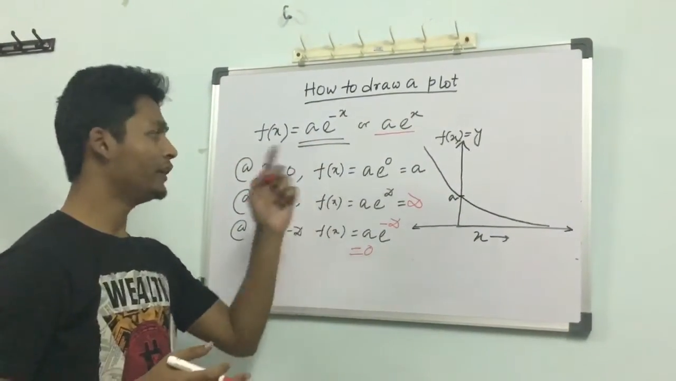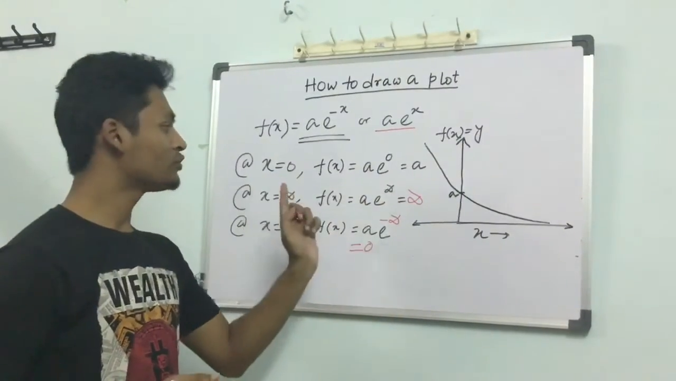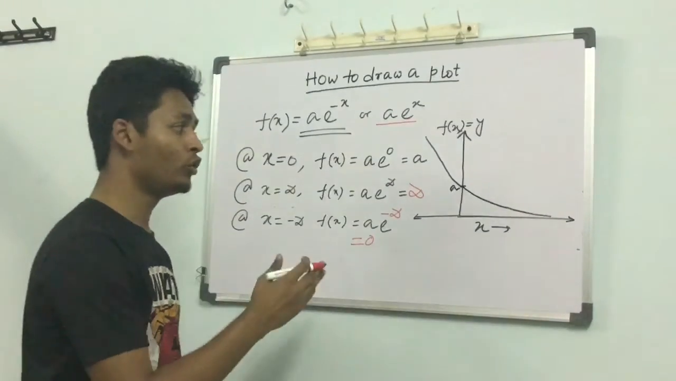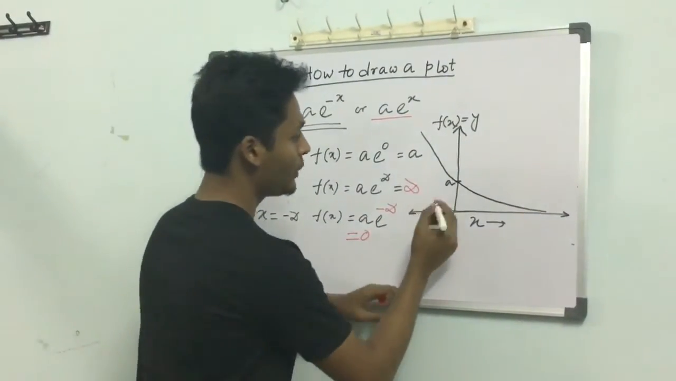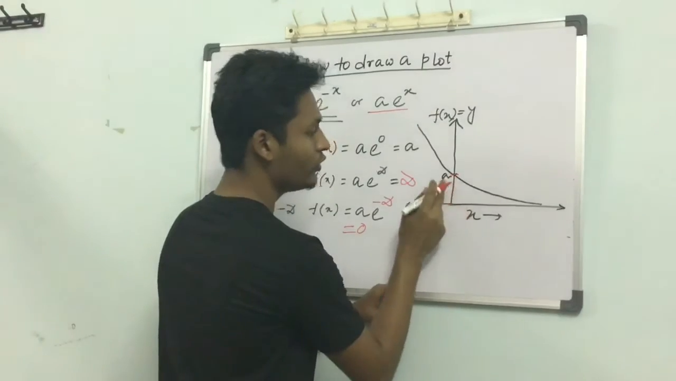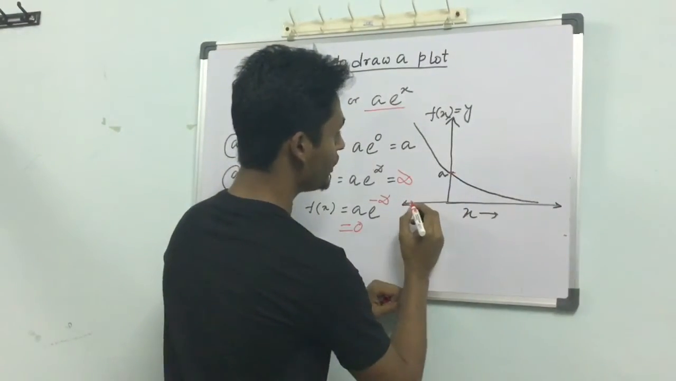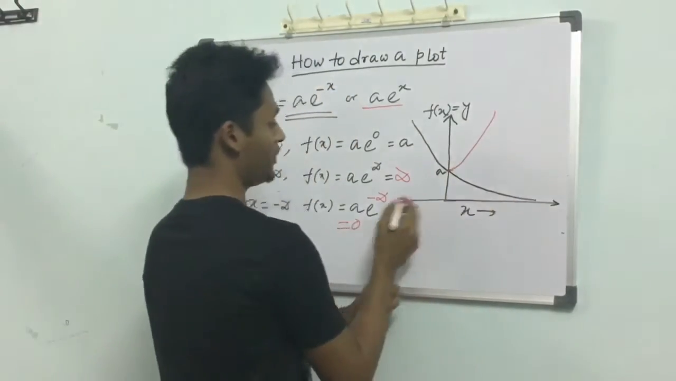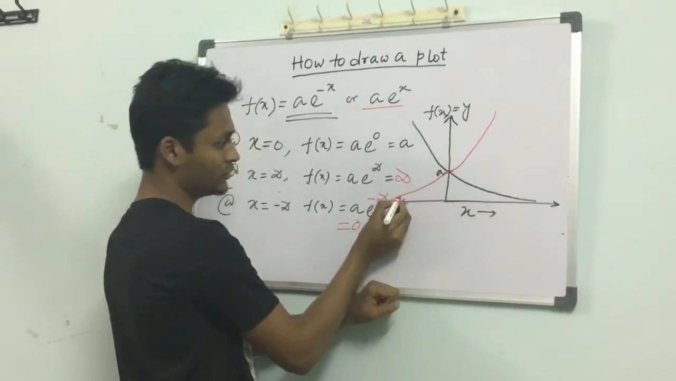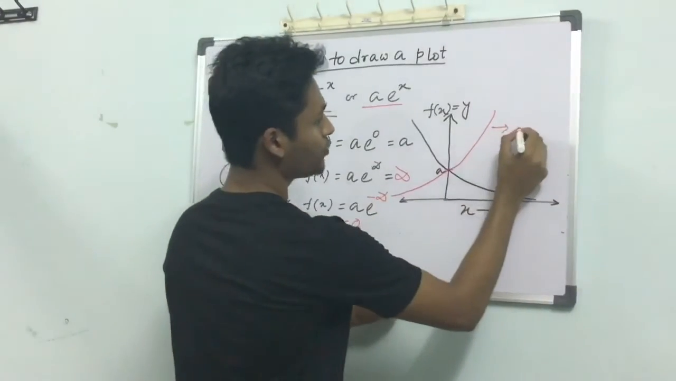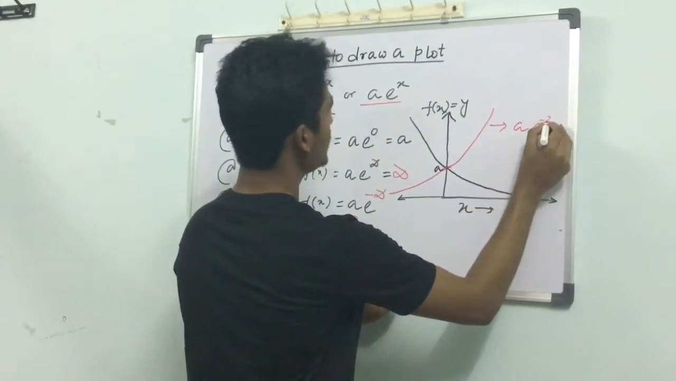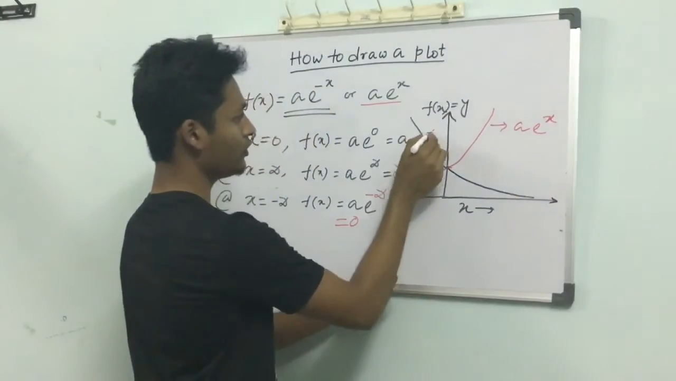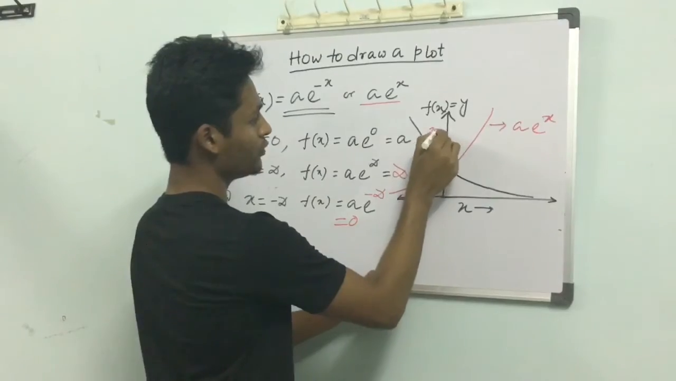Okay. So at x equals 0, it is giving a. At x equals infinity, it is going to give you infinity, and at x equals minus infinity, it is going to give you 0. So if you draw the plot in the same way, then at 0 it is going to give you a, at infinity it is going to give you infinity, and at minus infinity it is going to give you 0. Okay, so this is the plot for a e to the power x, and this is for a e to the power minus x.